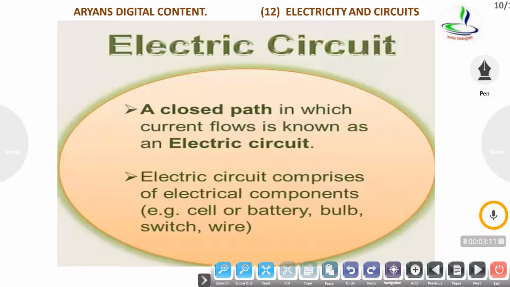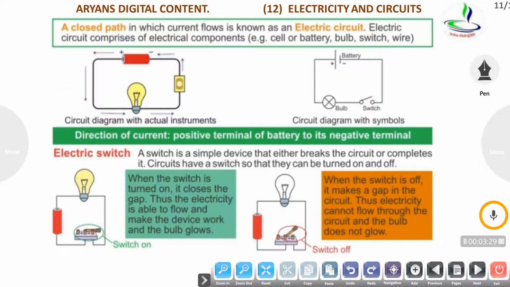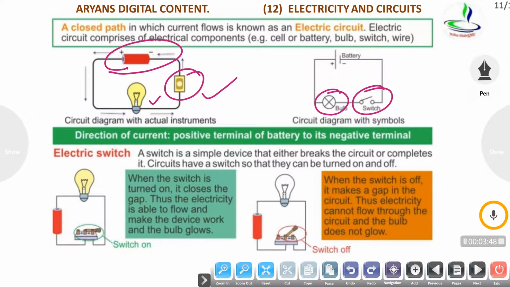What is electric circuit? A closed path in which current flows is known as electric circuit. Electric circuit comprises of electrical components. And what are these components? These are cell or battery, bulb, switches and wire. Here we can see the circuit diagram of actual instruments. This is a bulb. It is represented in symbol form like this. It is a switch. It is represented like this. And this is a battery.